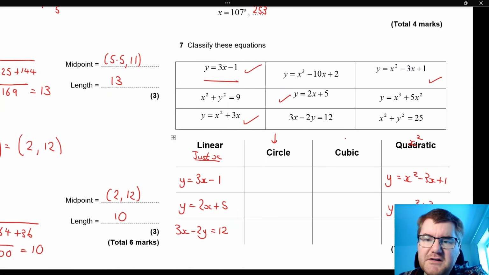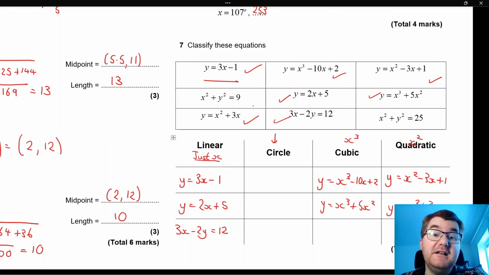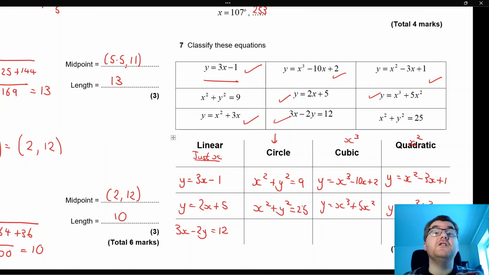Cubics is anything with an x cubed in. So the first one, y equals x cubed minus 10x plus 2, that's a cubic. y equals x cubed plus 5x squared, that's also a cubic. And I think that's everything. And then what we're left with, so anything with an x squared and a y squared in is generally a circle. So x squared plus y squared is 9 as a circle, and x squared plus y squared equals 25 is also a circle. Don't worry if you didn't get the circle parts, of course.